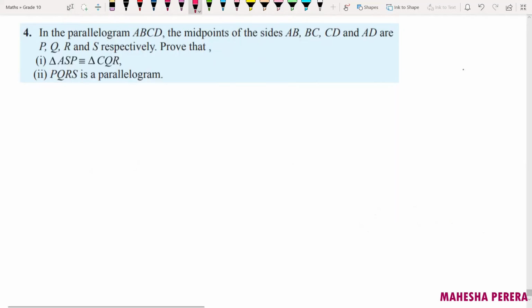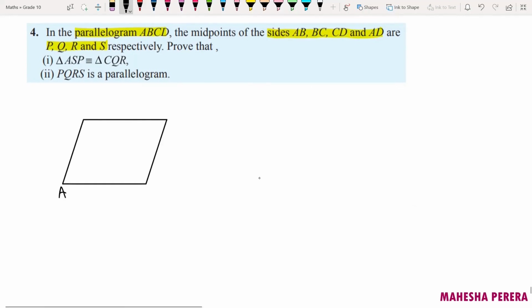Okay, again, we need to draw a diagram. Let's read. In the parallelogram ABCD, midpoints of sides AB, BC, CD, AD are P, Q, R, S respectively. Prove that. There are two things to prove. First of all, let's draw the parallelogram AB, CD. Right. Let's mark the midpoints.